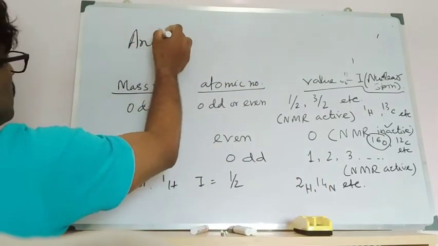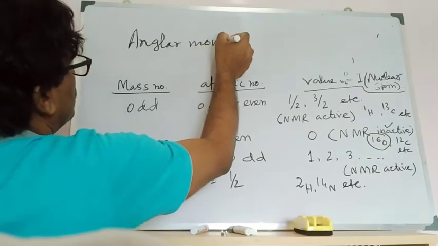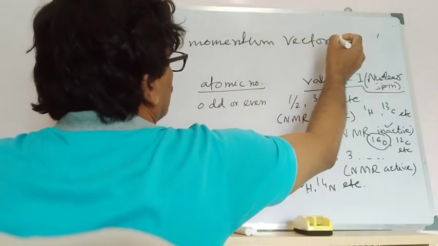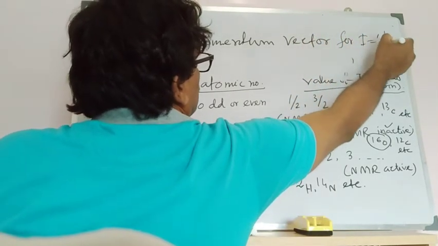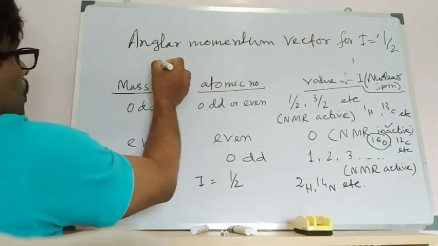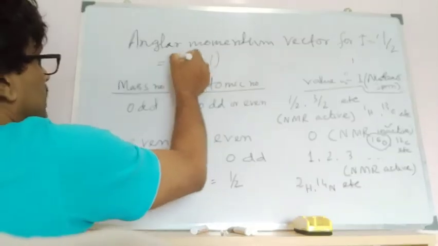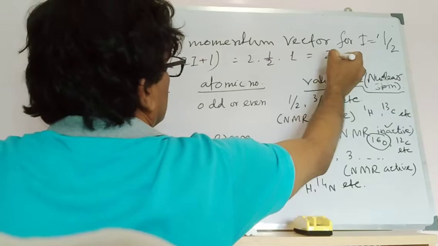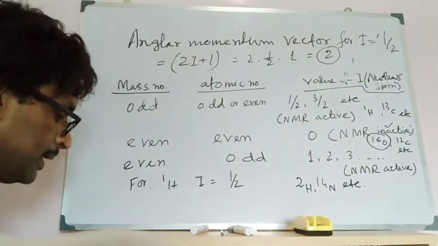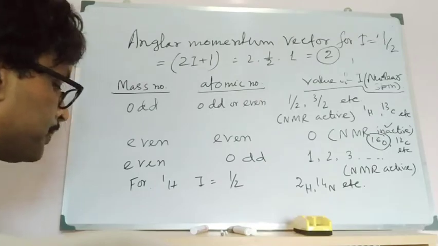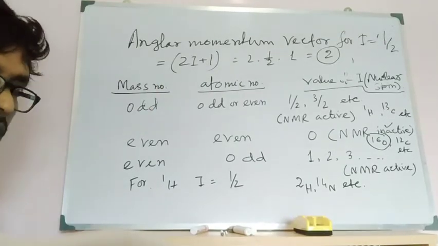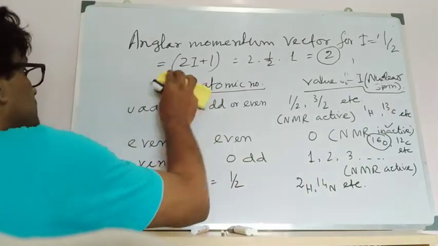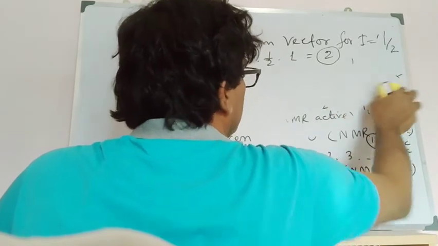The number of angular momentum vectors for I equal to 1/2 is given by the formula 2I plus 1. So it will be 2 times 1/2 plus 1, and we get 2 here. So in the presence of a strong magnetic field, what will happen here? Now we will move on, and the features of 1H NMR will be discussed.